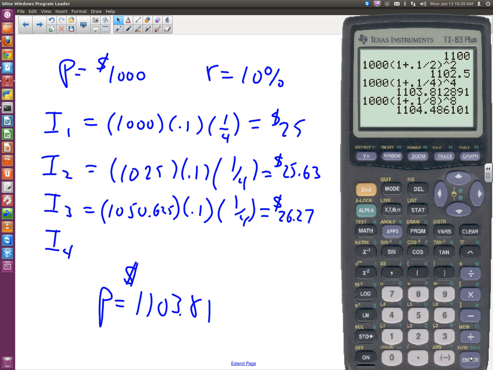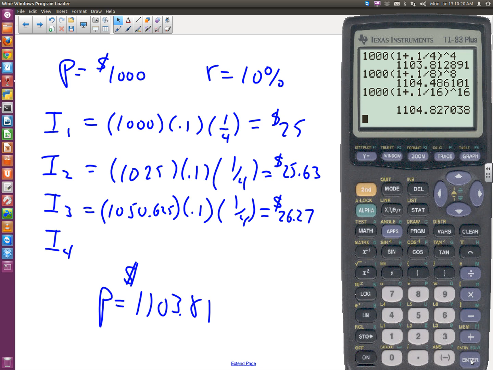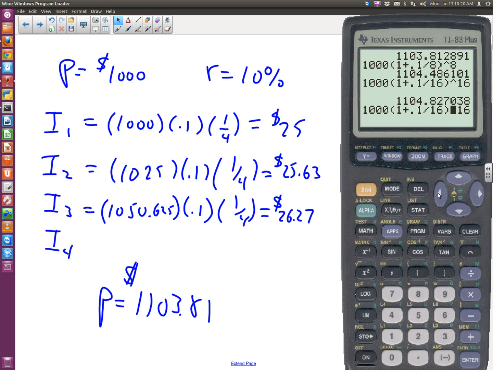$104.49, say, right? Okay. What if I double it again? What if I make it 16 times a year? $104.83 if you round off to the nearest cent. So what's the most I can get? How about 32 times a year?